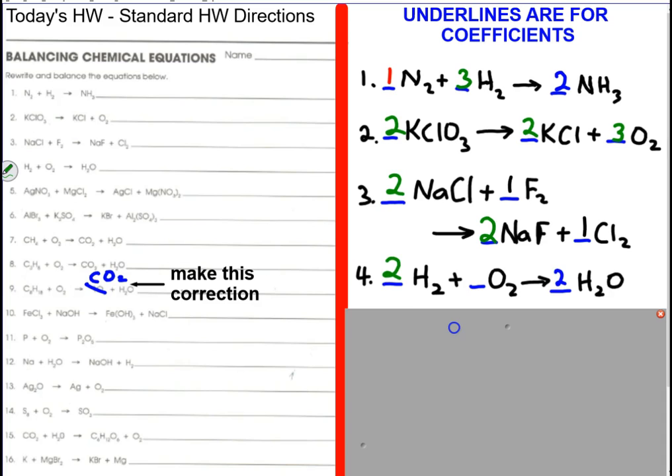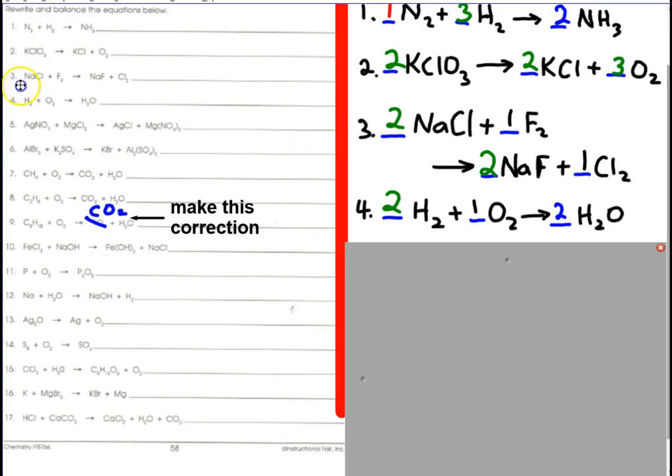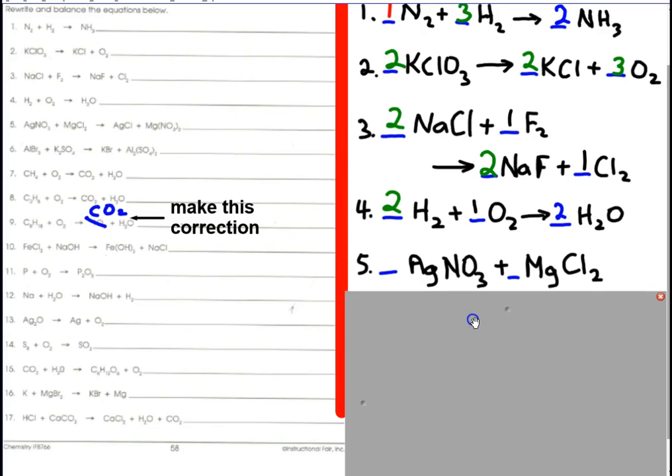And we are in balance. After we're sure we're in balance, we want to go ahead and put a 1 on the blanks. So be sure and write these underlines. I want you to write those underlines when you copy those equations.